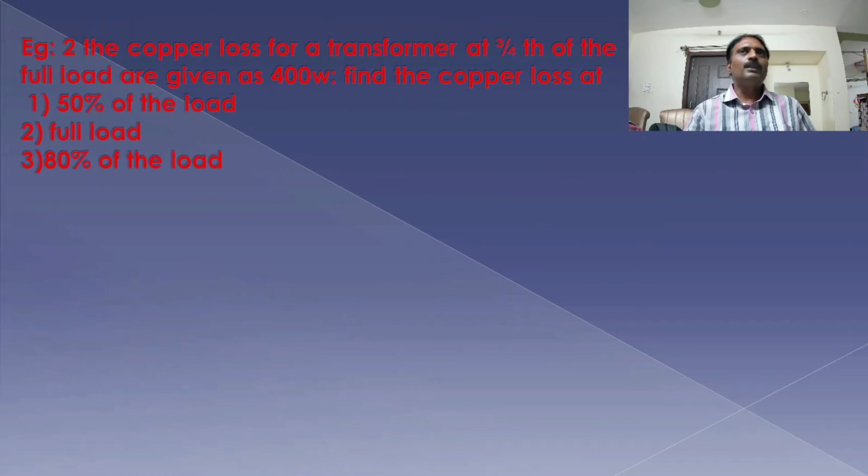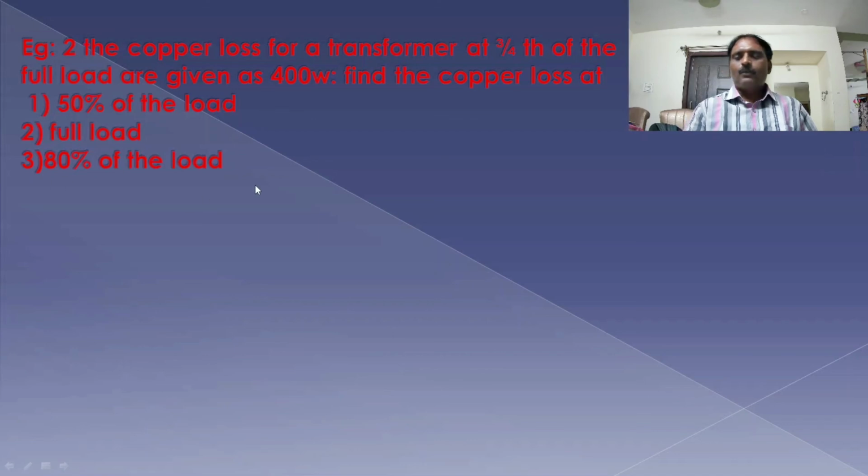So in this example we are given the copper loss for a transformer at 3/4 of the full load. So here the copper loss itself is given for us at 75% of the full load, and the value is given as 400 watts. Means at 3/4 of the load the copper loss is given as 400 watts. So here the known is 400 watts at what load? 75%, that is 0.75 will be in the denominator. Okay, and find the copper loss at first one is 50% of the load, second one is the full load, and third one is 80% of the load.